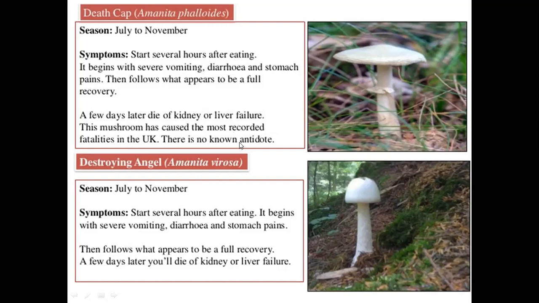Then the destroying angel, Amanita virosa. Season July to November. Symptoms start several hours after eating. It begins with severe vomiting, diarrhea and stomach pains. Then follows what appears to be a full recovery. A few days later you will die of kidney or liver failure. Directly वो kidney पे infect करेंगे, attack करेंगे, कोई भी mushroom हो.